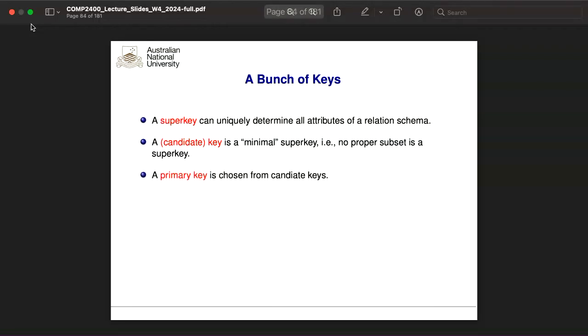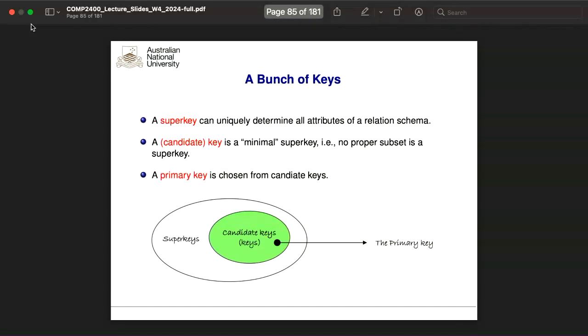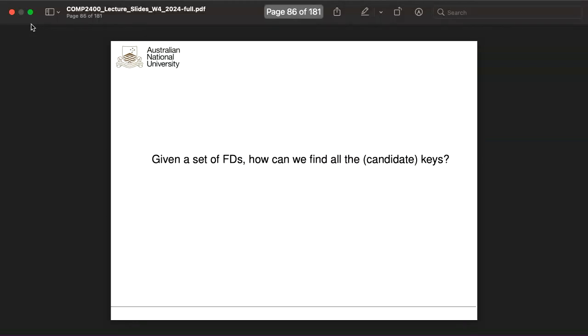There is also a concept called primary key. Primary key is a candidate key. In terms of the name, candidate key just means they are candidates for primary key. So this picture summarizes the relationship between those different notions of keys. So the question is, if we have a set of function dependencies, how can we find candidate keys? Because if we can find the candidate keys, then we can select one as a primary key.